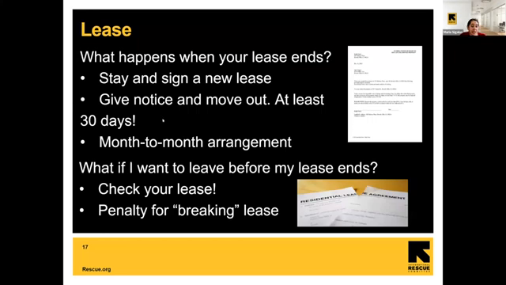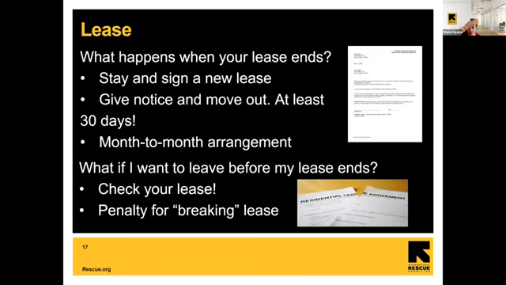You can also give notice and move out. Usually your lease will tell you how much notice, or how soon in advance, you need to tell your landlord if you plan to leave. If it's at the end of your lease, it's usually about 30 to 60 days. You have to tell them, I'm going to leave, I'm not going to live here anymore, and that's so that they can plan for potentially a new person to come in.